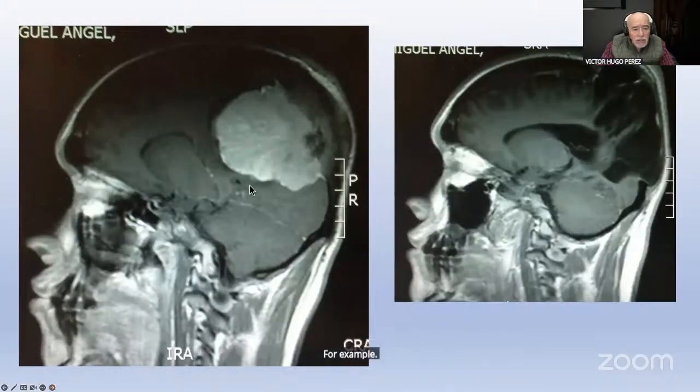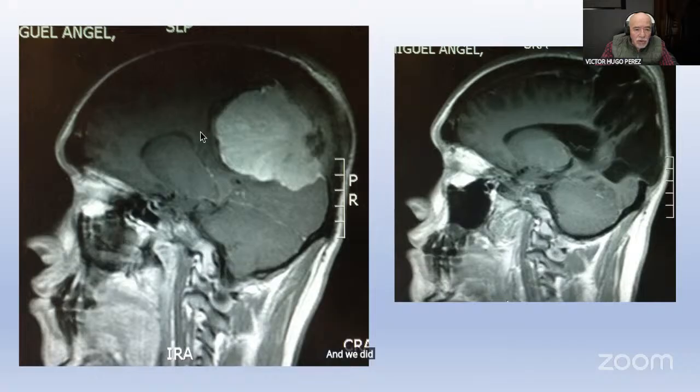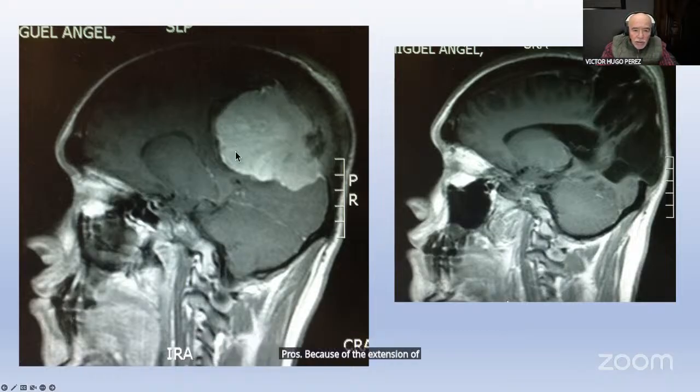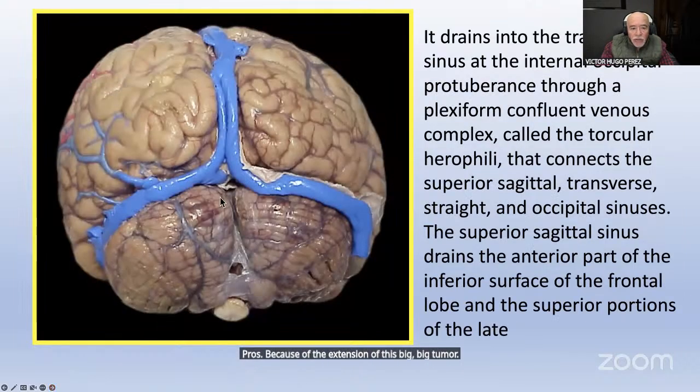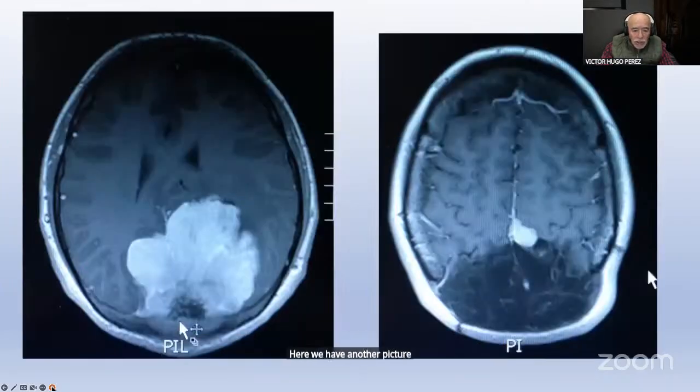For example, in this case, this patient was 23 years old, and we did a resection of this tumor. The tumor was resected, removing also, or closing, the superior sagittal sinus because it was occluded, closed because of the extension of this big tumor. This sagittal sinus drains into the transverse sinuses and goes to the sigmoid sinus and then to the jugular vein. Here we have other pictures about these tumors.